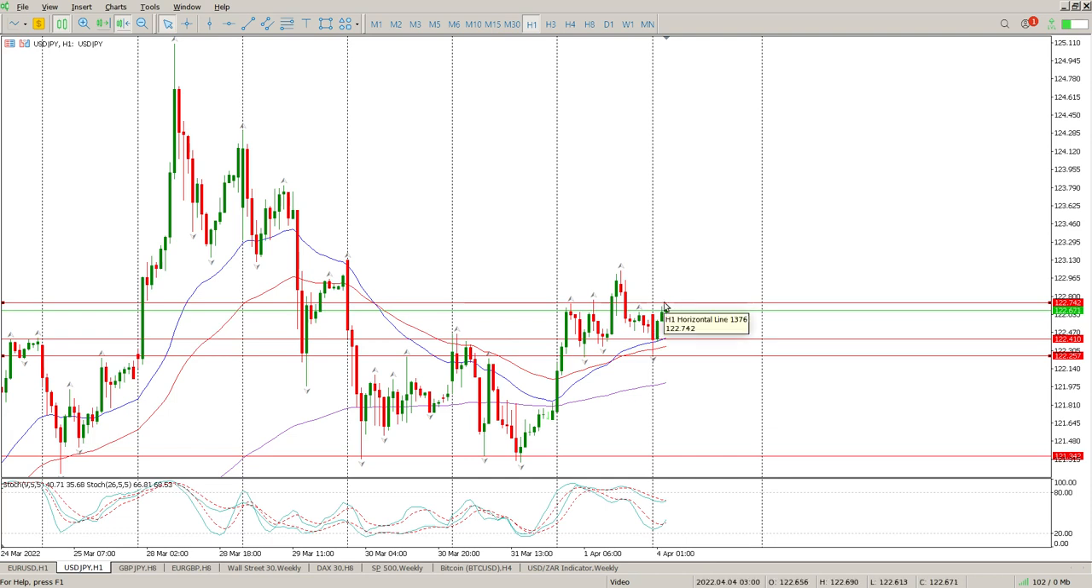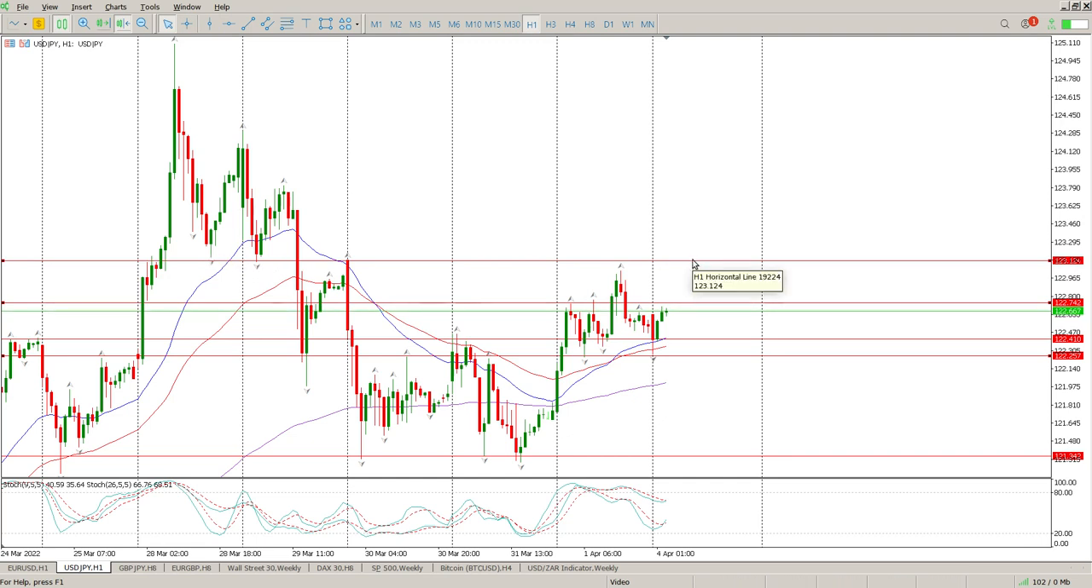If we break through 122.742, come back and retest that, that to me would validate a bit of a flag break here to the upside, and then I'd be looking for a move up to the previous swing lows, which is here, and that is 123.124.